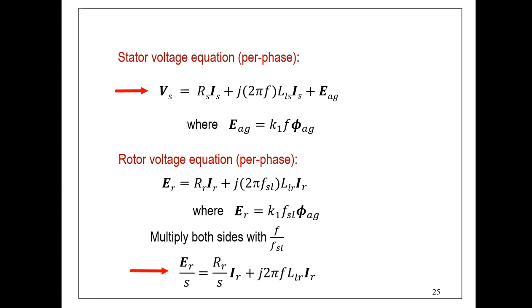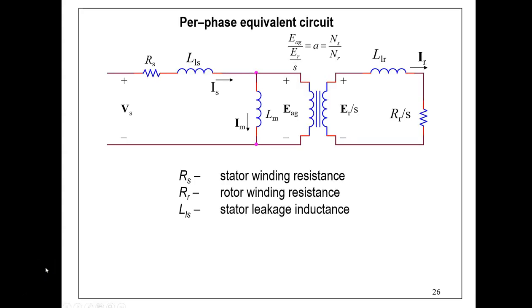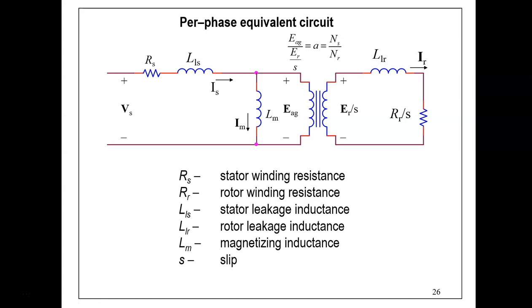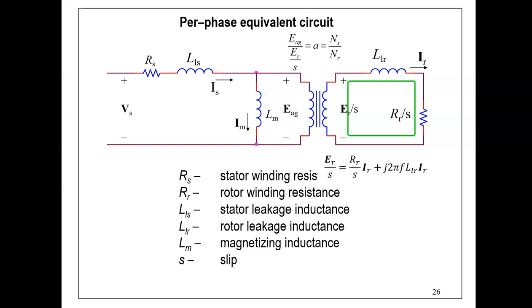Using these two equations, now we can develop the per-phase equivalent circuit of the induction motor. This is the per-phase equivalent circuit of the induction motor. It is developed based on the equations that we have derived before, which are the stator voltage equations and the rotor voltage equation. If you look closely at this equivalent circuit, you can see the similarity with the per-phase equivalent circuit of the transformer, which you probably have seen or studied before in your previous course.